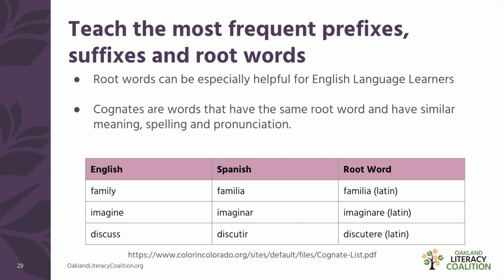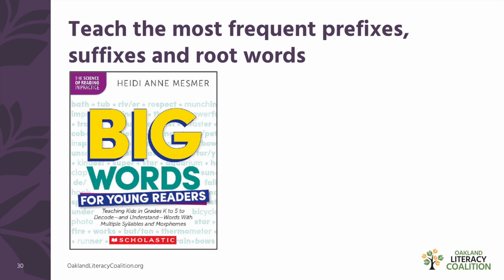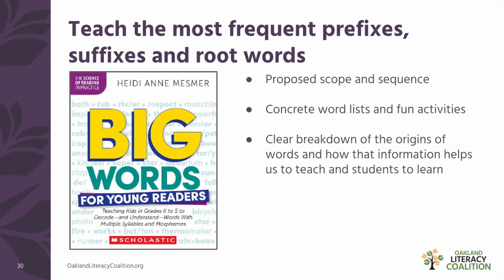You can check out a list of Spanish and English cognates on the wonderful website Colorín Colorado, which has many resources for supporting English language learners. Another great resource is Big Words for Young Readers, teaching kids in K-5 to decode and understand words with multiple syllables and morphemes, which was written by Dr. Heidi Messmer as part of Scholastic's Science of Reading and Practice series. She includes a proposed scope and sequence for morphology, many morphological games and activities, as well as clear and simple explanations of word origins and rules that can help us teach and learn and certainly support our students.